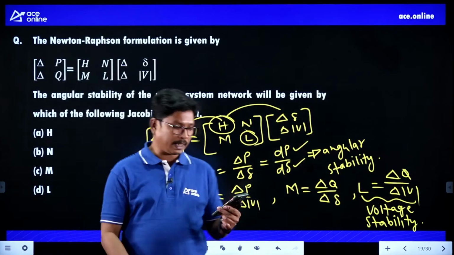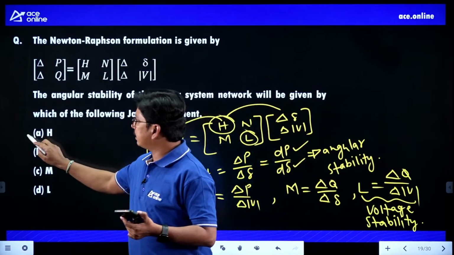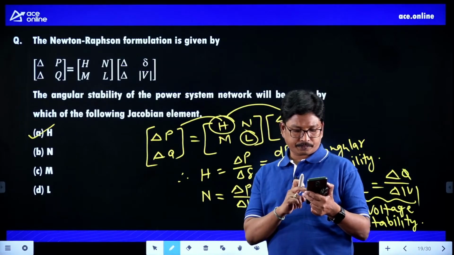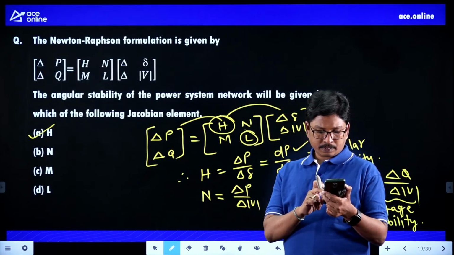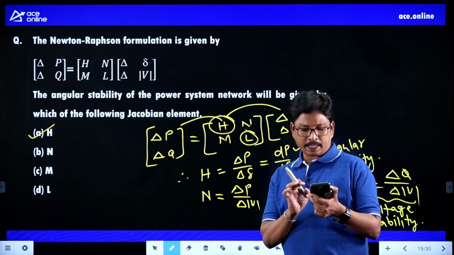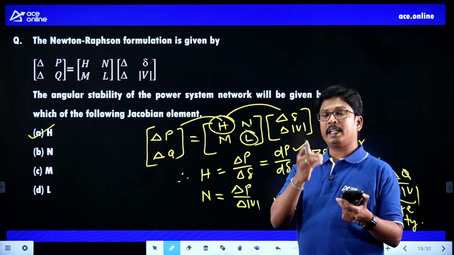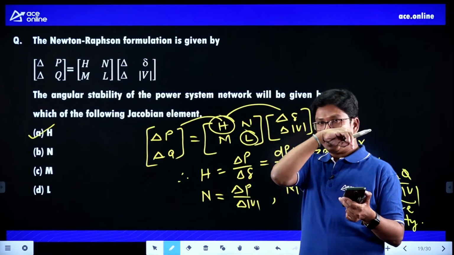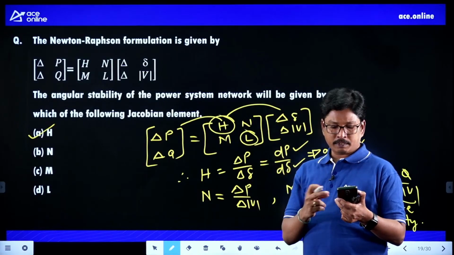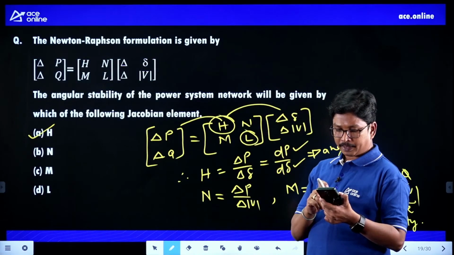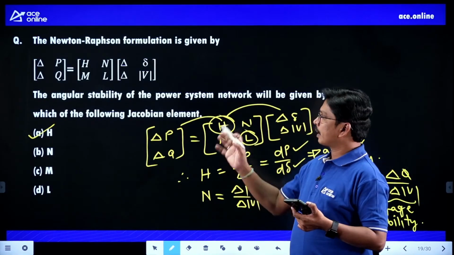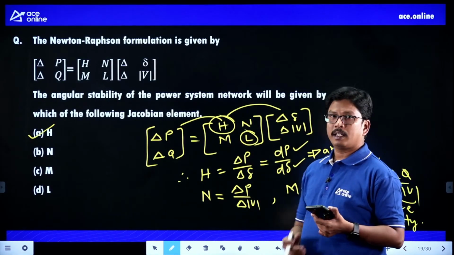So what is the correct answer, students? H is the correct answer. Yes, very good. Reactive power variations with respect to delta are ignored for decoupled and fast decoupled load flow methods, because there we are considering high X by R ratio systems, and because of those approximations we take. So the answer is option A. Clear, students?